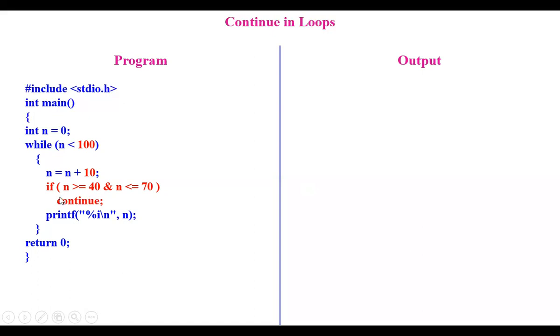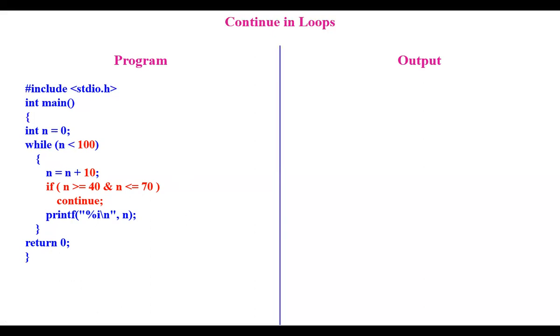So I'll write this. If the number is greater than or equal to 40 and less than or equal to 70, continue. Means when the value of n has become 40, it won't print. It comes out and comes here. 50, again it is satisfying this condition, it will not be printed. 60, again this is satisfied, so it won't print. 70, no. 80, it is not satisfying that condition, so it executes this one. So 80 is printed.